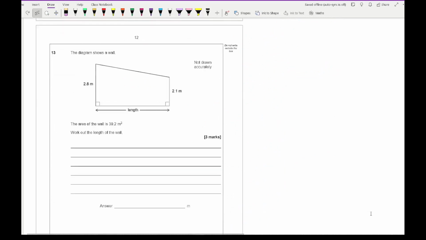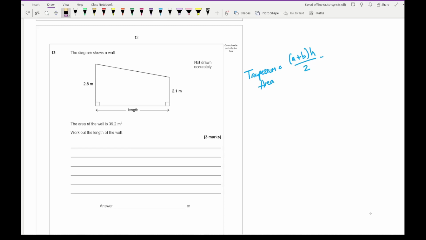Moving on to question 13, it says the diagram shows a wall, and it says the area of the wall is 39.2, and it says work out the length of the wall. Now this is obviously a trapezium, and to work out the area of a trapezium, it's the 2 parallel sides added together, multiplied by h, the height, divided by 2, and that equals the area.